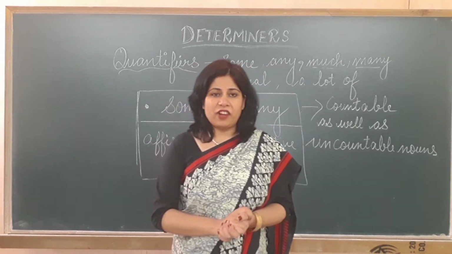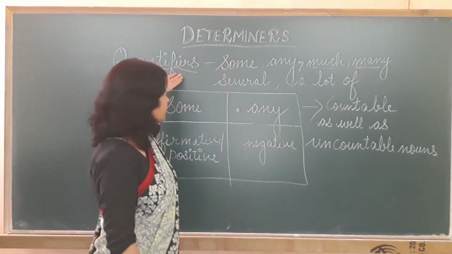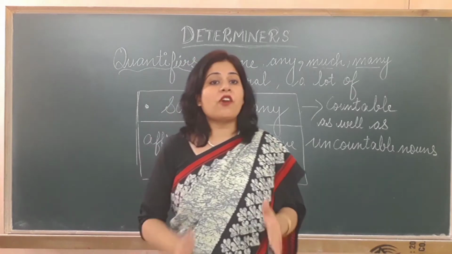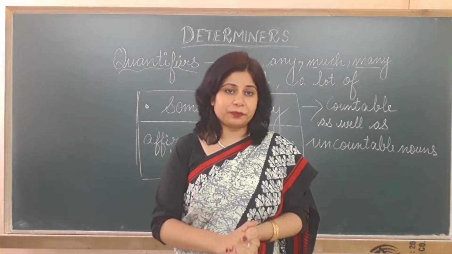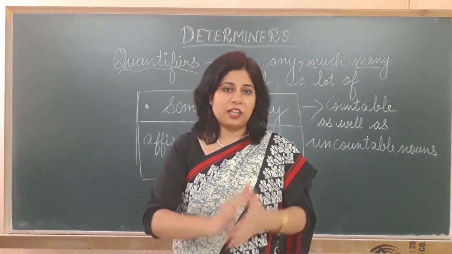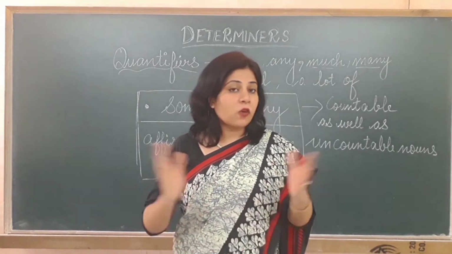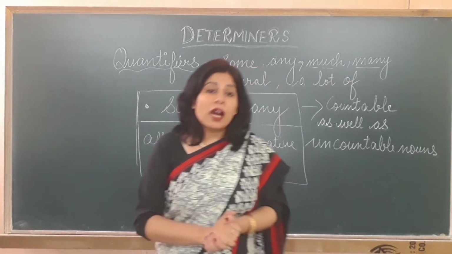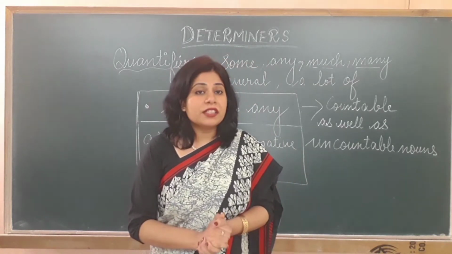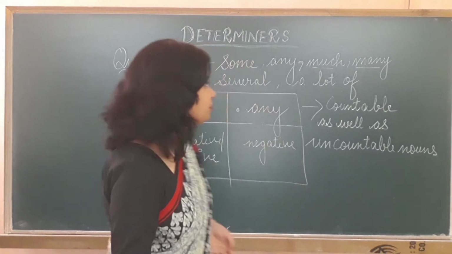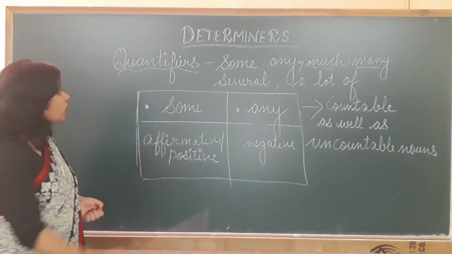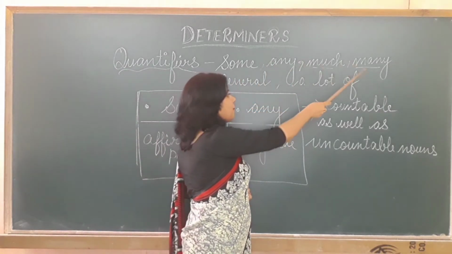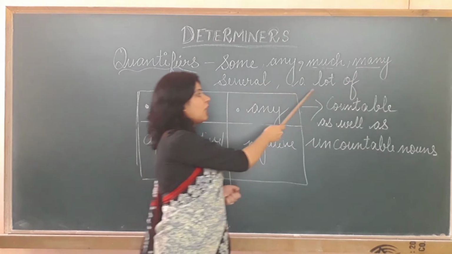So, what are quantifiers? Or why are they called quantifiers? As the name suggests, they are placed before a noun to indicate the quantity of that noun, whether it is a big quantity, a certain amount, or a small quantity. So quantifiers suggest quantity or amount. Certain examples of quantifiers are some, any, much, many, several, a lot of.